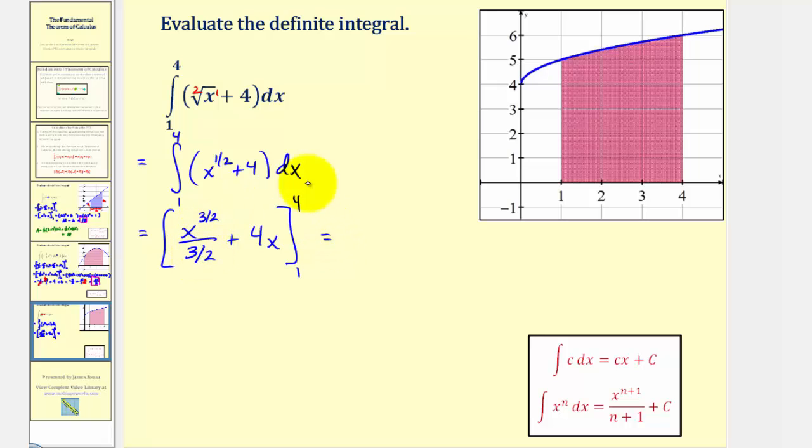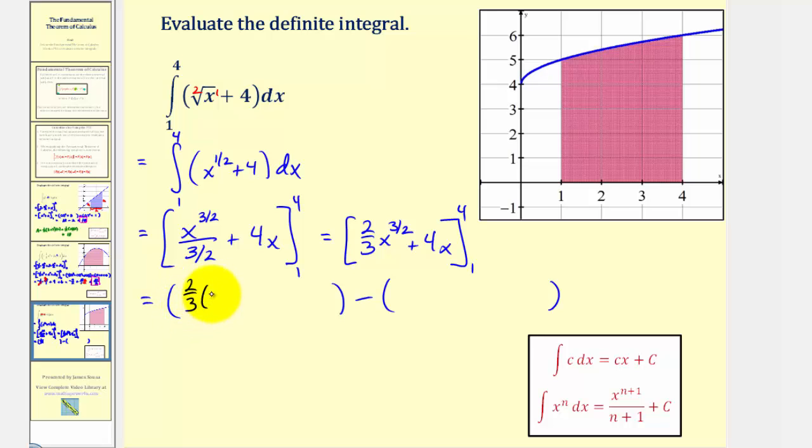But dividing by 3/2 is equivalent to multiplying by 2/3. So we'll write this as 2/3 x to the 3/2 plus 4x. And now we need to evaluate this first at 4, and then subtract the value at x equals 1. So when x is 4, we have 2/3 times 4 to the 3/2 plus 4 times 4. And then when x is 1, we have 2/3 times 1 to the 3/2 plus 4 times 1.